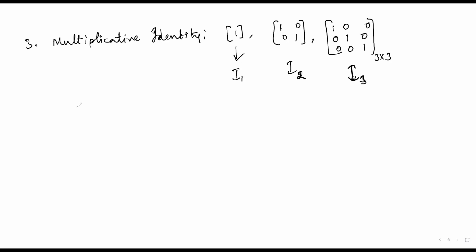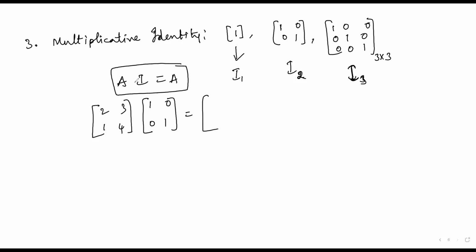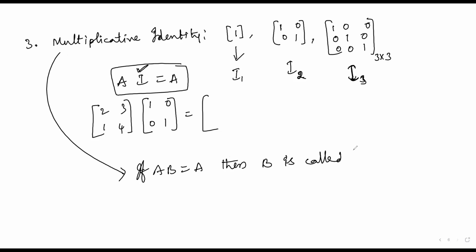Why? If I multiply, let's say, 2, 1, 3, 4 with the second order identity matrix 1, 0, 0, 1, what am I going to get? A into I is always A. That's what identity means. If you multiply A with some B and AB equals A, then B is called the identity matrix, the multiplicative identity matrix. We already discussed this in types of matrices.